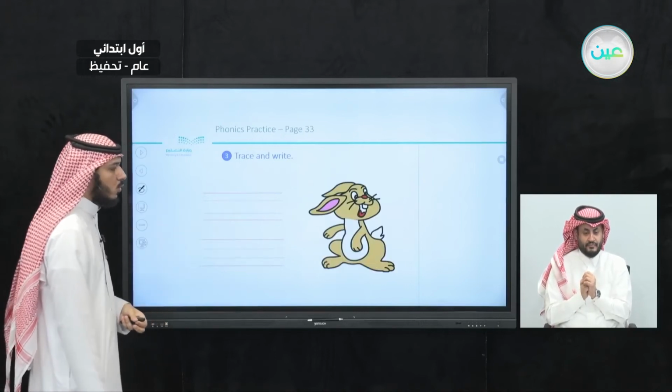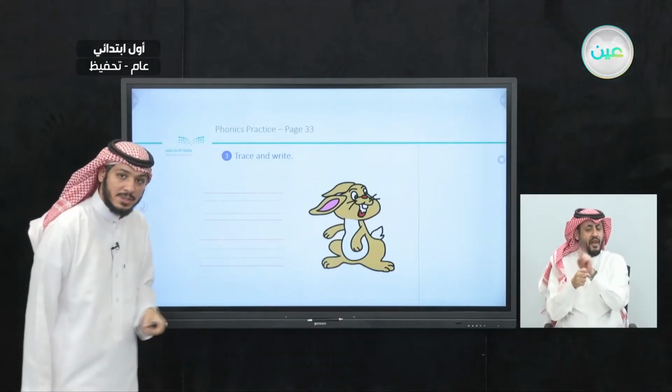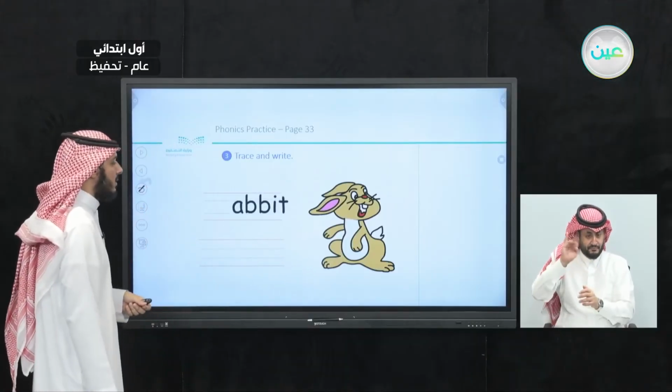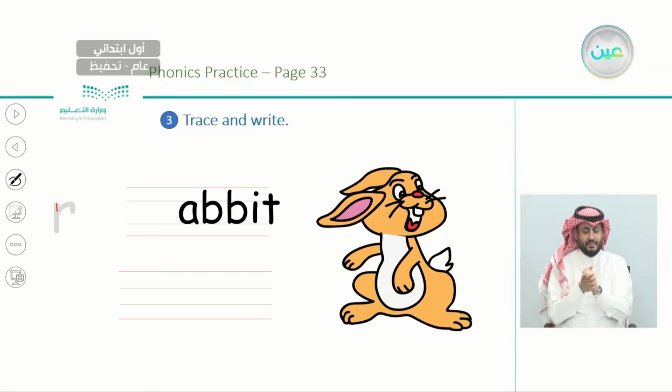Okay, after Q, can you tell me what is this animal? Yes, after Q we have R. Yes, this is R. Can you tell me what is this? Rabbit. Excellent. So we have rabbit. Let's start with the small form R like this. Let's write it here again. So this is R in small form.